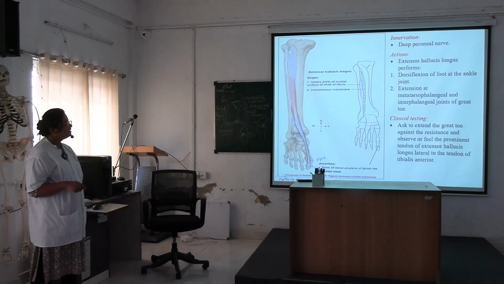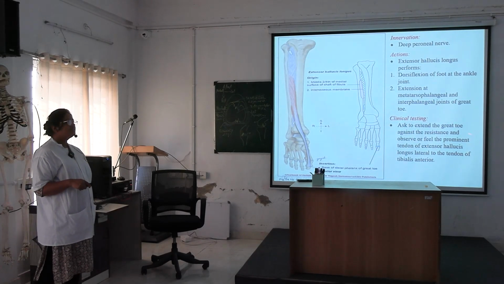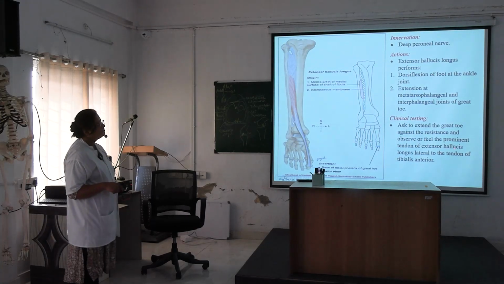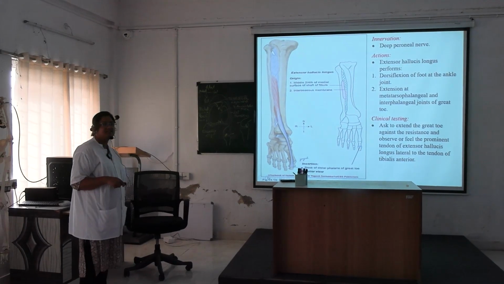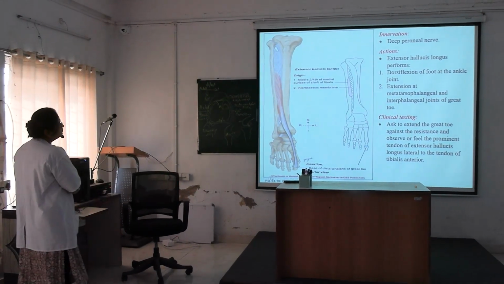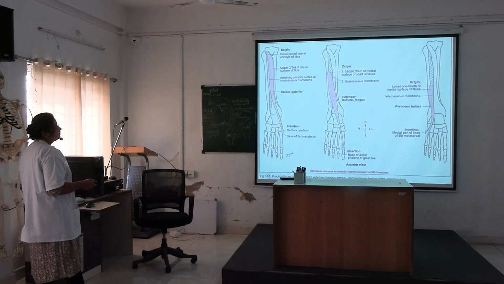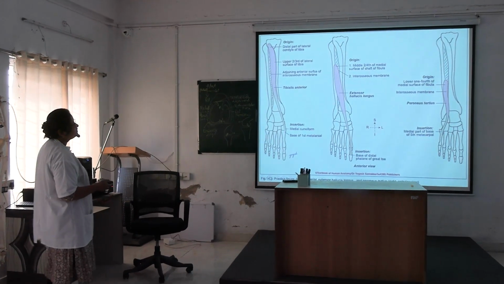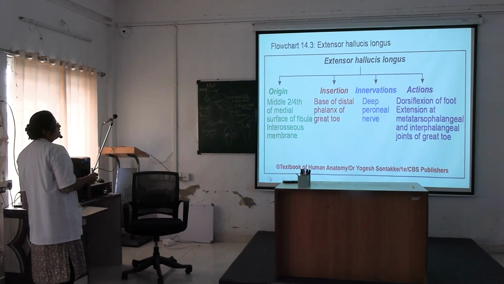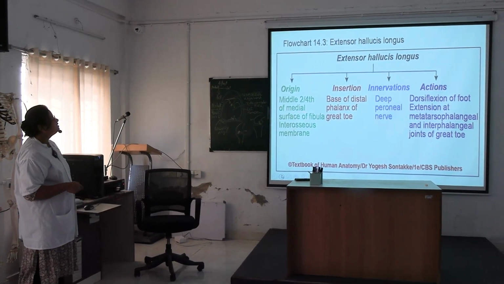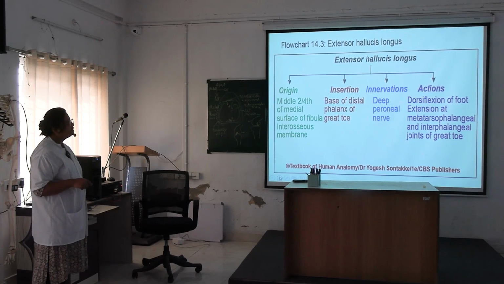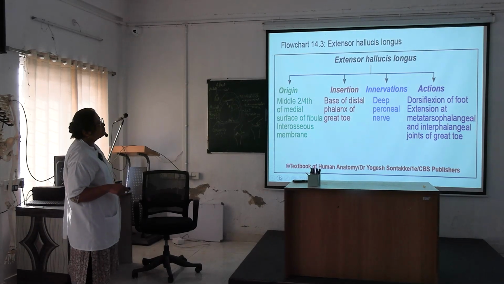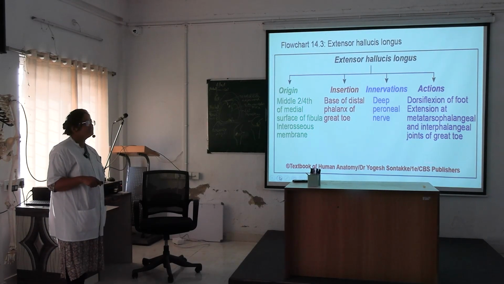This is the clinical testing. Ask to extend the great toe against resistance and observe or feel the prominent tendon of extensor hallucis longus lateral to the tendon of tibialis anterior. Okay. Next we go to extensor digitorum longus. A summarization of extensor hallucis longus, origin from middle two-fourths of medial surface of fibula, interosseous membrane. Insertion, base of distal phalanx of great toe. Innervation, deep peroneal nerve. Action, dorsiflexion of foot, extension at metatarsophalangeal, interphalangeal joint of great toe.